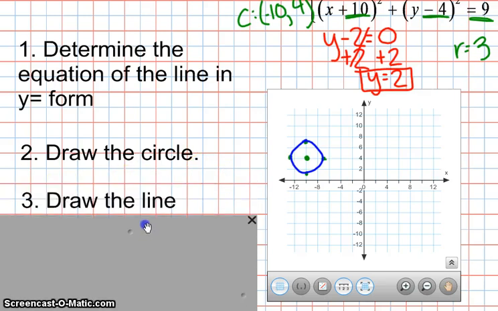The next thing we need to do is draw our line. So we have y equals 2. When it's only y, it's always going to be a horizontal line. So we find where y is 2, and we draw our line straight across.